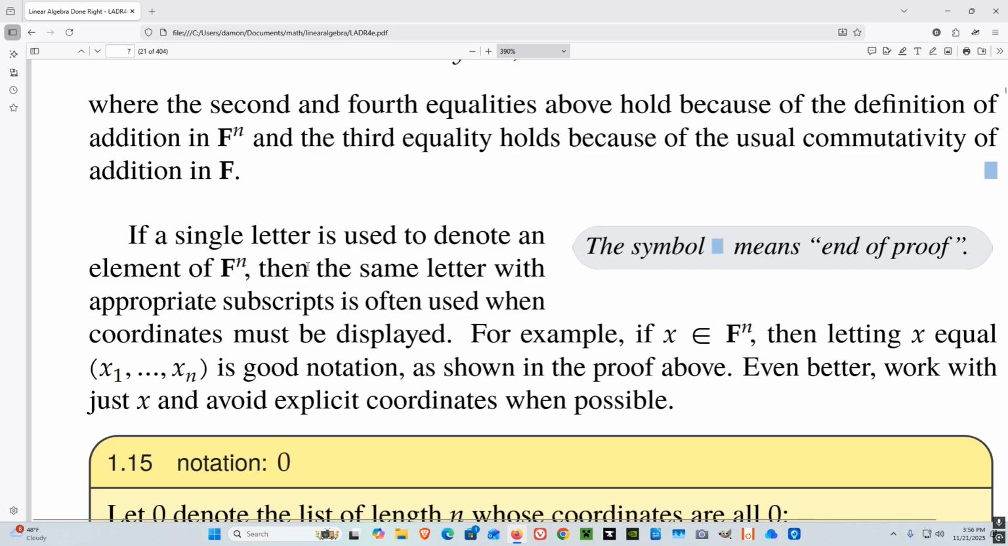If a single letter is used to denote an element of F^n, then the same letter with appropriate subscripts is often used when coordinates must be displayed. For example, if x is in F^n, then letting x equal the list x1 through xn is good notation, as shown in the proof above. Even better, work with just x and avoid explicit coordinates when possible.